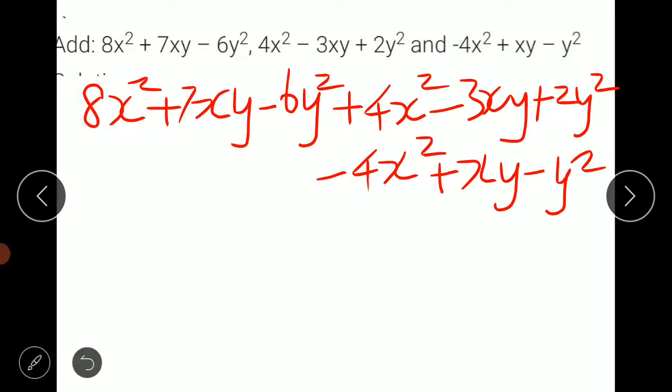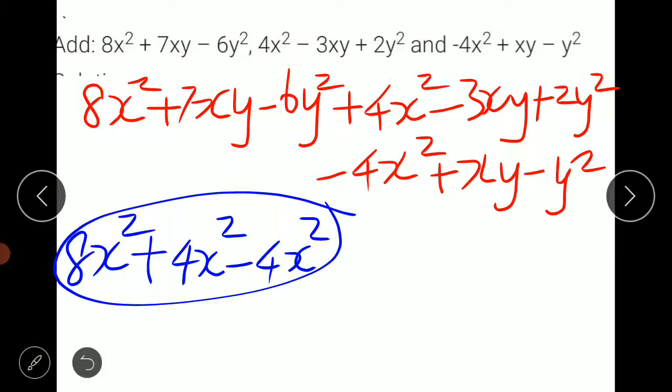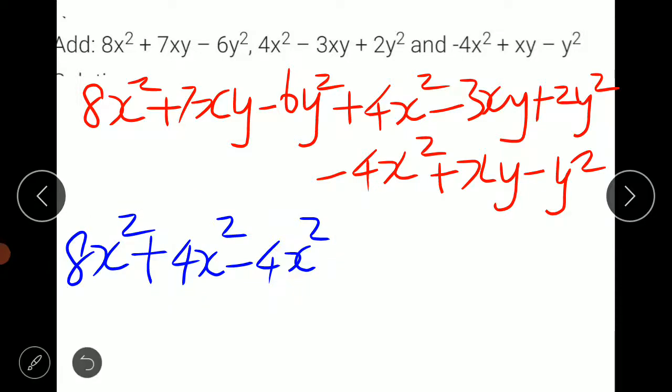Let's keep together. So first term, 8x square, then we are picking this one, plus 4x square, minus 4x square. See, we are grouping like this. We are grouping the like terms. X square term all we brought together. So now next we brought all the x square terms.